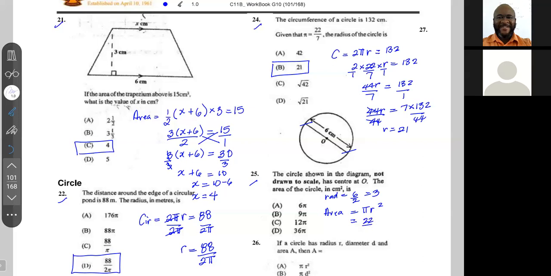Notice that pi is in the answer. So in essence, you don't put in a value for pi, you just put back pi because pi is in the answer. The radius is 3, so it's 3 squared. 3 squared is 9. The answer is 9 pi. So guys, because pi is in the answer, you don't put in a value for pi. You just simply leave pi, put in the radius, which is 3. 3 squared is 9. 9 times pi is 9 pi.